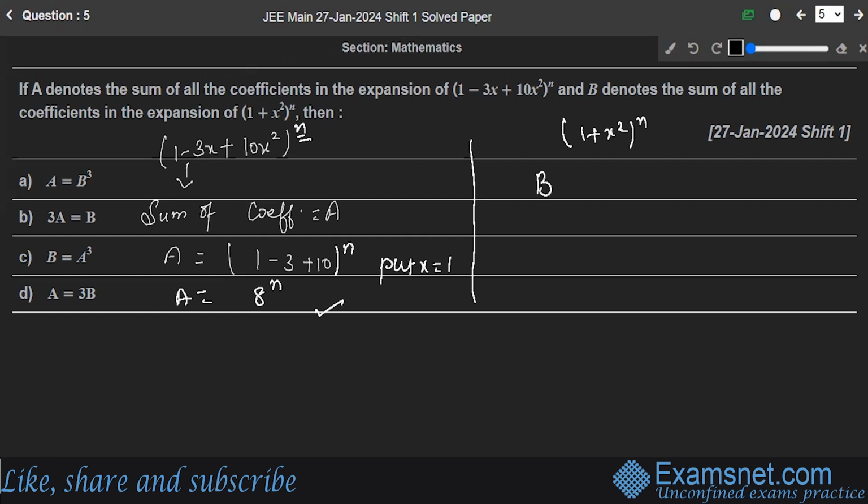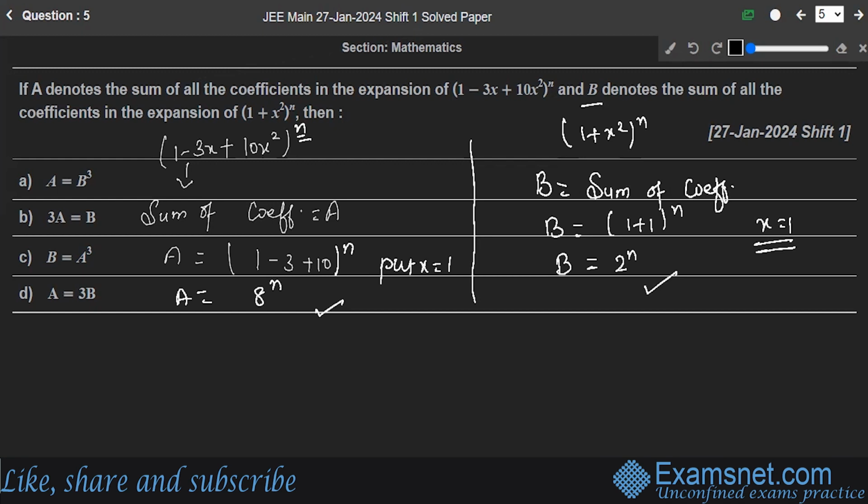Here you are having B as a sum of coefficients. So B is equal to, if I'm putting x is equal to 1, that's (1 plus 1) raised to power n, that is 2 raised to power n. So you have A as 8 raised to power n, and you have B as 2 raised to power n.